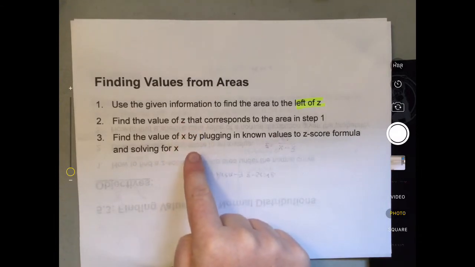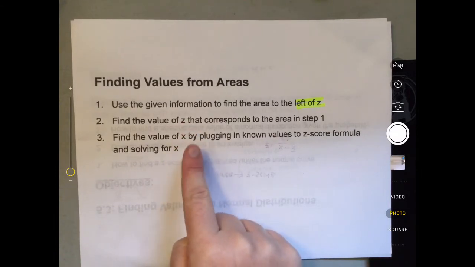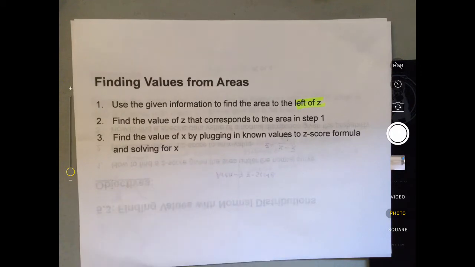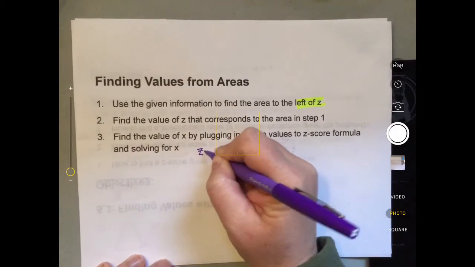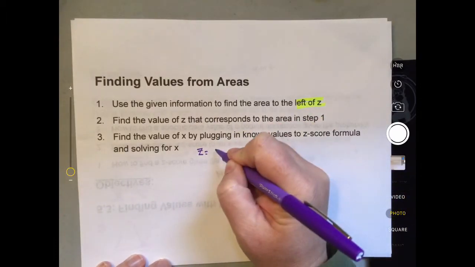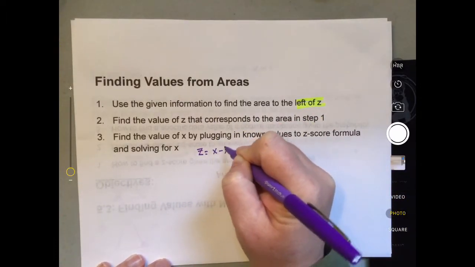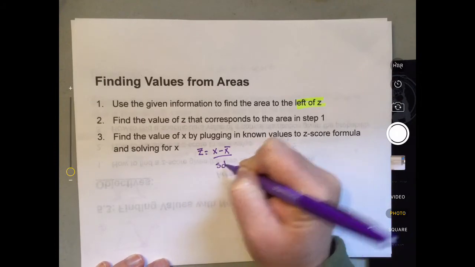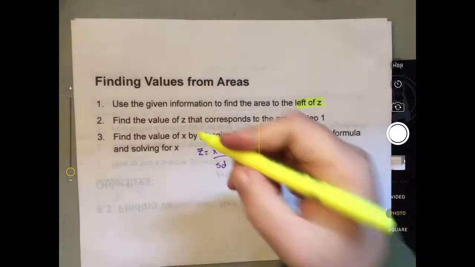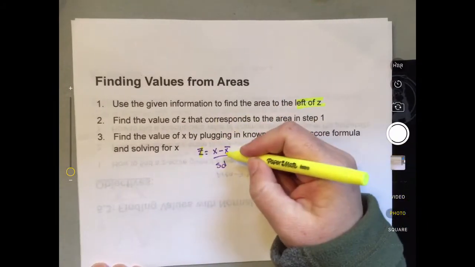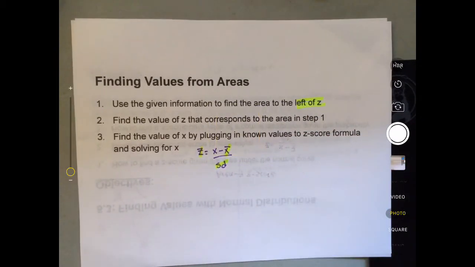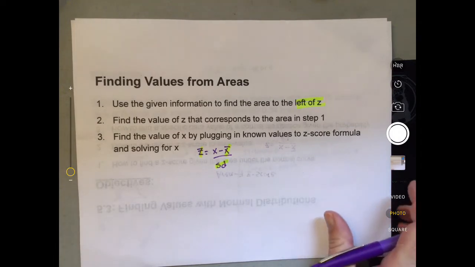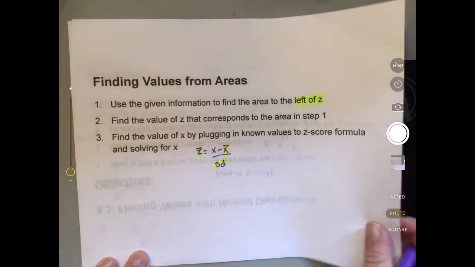Once we find that z-score, we should be able to find x by plugging in the given information again into our z-score formula. Remember that z-score is x minus x bar divided by my standard deviation. If you know the z-score, you know x bar, and you know the standard deviation, you can use algebra to find x. So let's go ahead and look at an example.